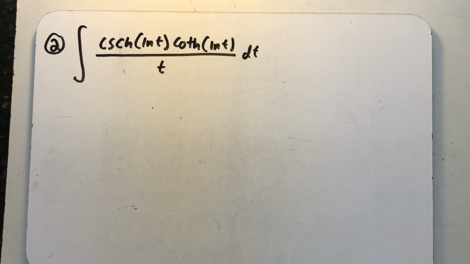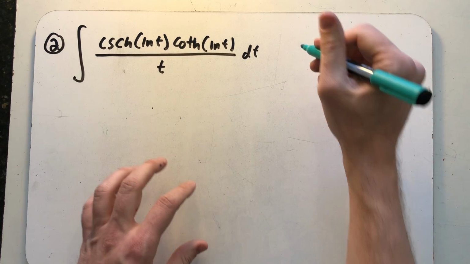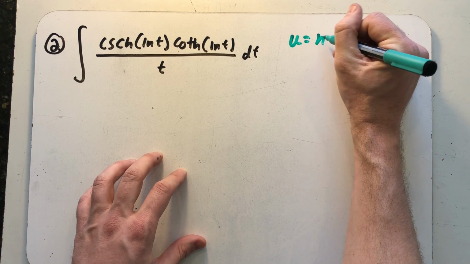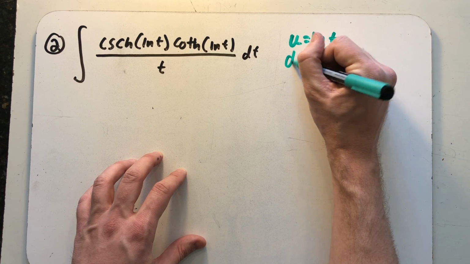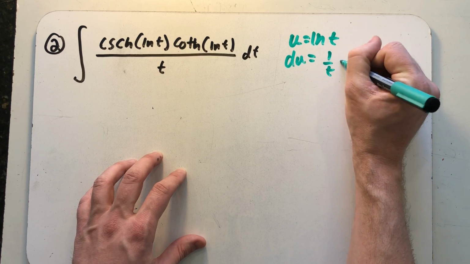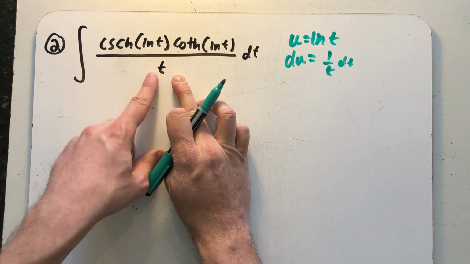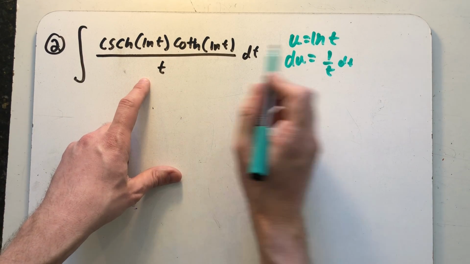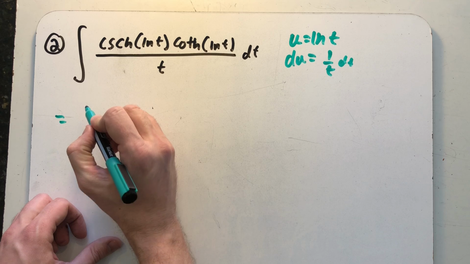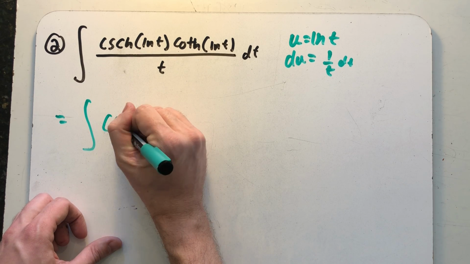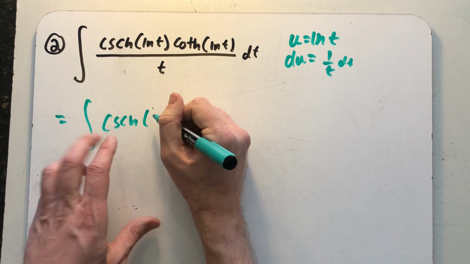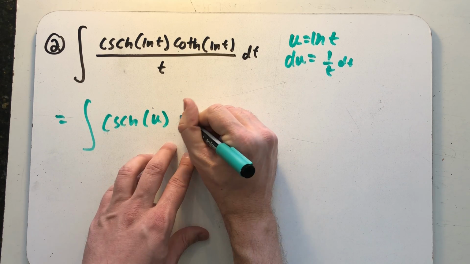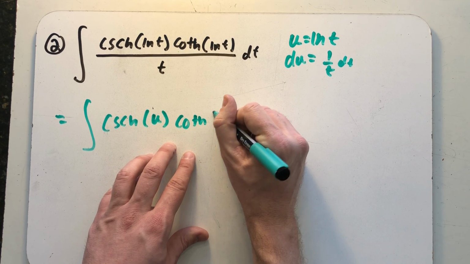All right, in this example, this is probably the more intimidating looking of these 2 examples, but it is actually just 1 substitution away from being a very straightforward antiderivative question. See, when I look at this, I see an inside function of the natural log of t and its derivative 1 over t in the problem, right? Because I have a 1 over t right here. So dt over t, that's my du. And we can change this into the hyperbolic cosecant of u times the hyperbolic cotangent of u du.